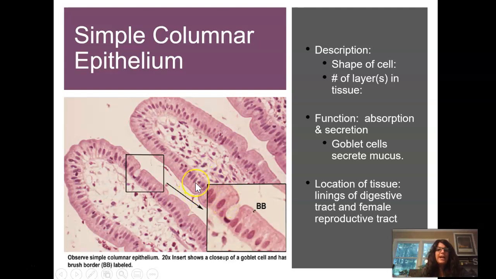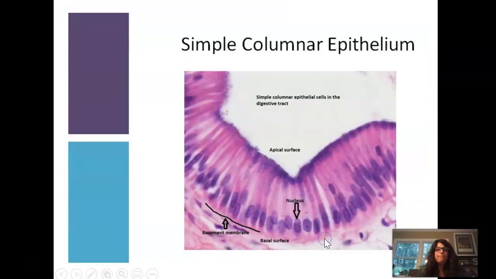So some specialized simple columnar cells are goblet cells, and they kind of secrete mucus. They work in your digestive system. So the location of simple columnar epithelial is going to be in the linings of your digestive tract and also found in the female reproductive tract. So simple columnar. So again, draw that into your lab packet. Here's another picture showing you simple columnar. Again, you can see the long column-shaped cells, each with the dark purple nuclei in it.